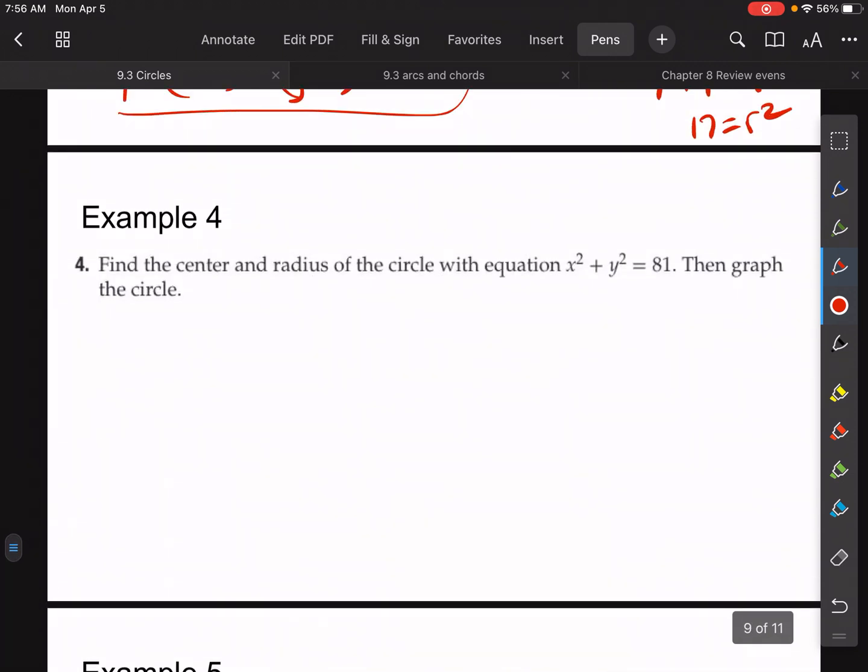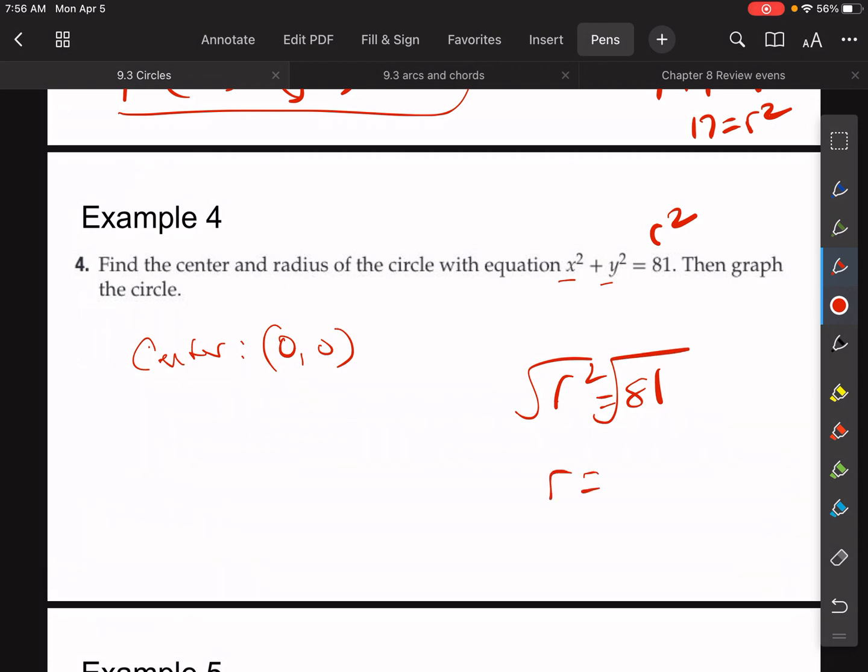So example 4 says, find the center and the radius of a circle with this equation. If x and y are not being modified, that makes it very easy for us. We know that the center is at (0, 0). And the radius, remember that this is equal to the radius squared, so radius squared equals 81. If I take the square root of both sides, the radius is equal to 9. And that's all they want for this one.